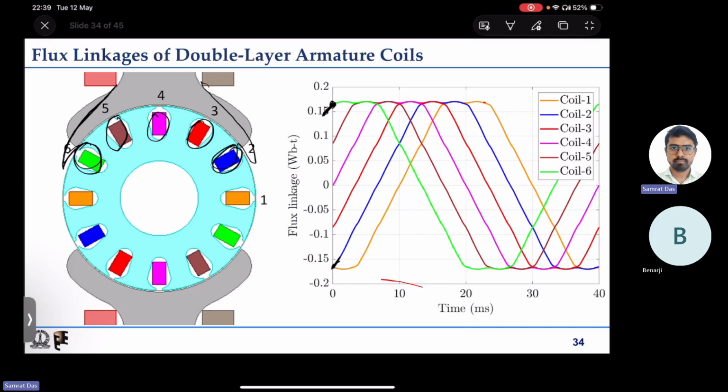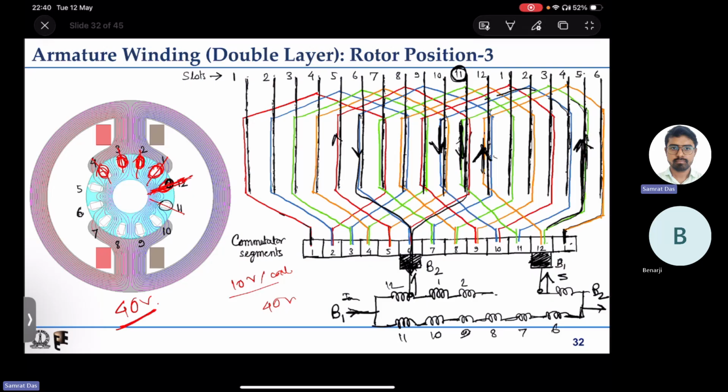So all are having some induced EMFs, which can be considered as constant quantity. It is an approximation. So the slope values are almost the same, right? These five are in series, so I'm simply adding the five induced EMFs. That makes it 50 volt, if I consider 10 volt per coil. Now consider the second type of rotor position.